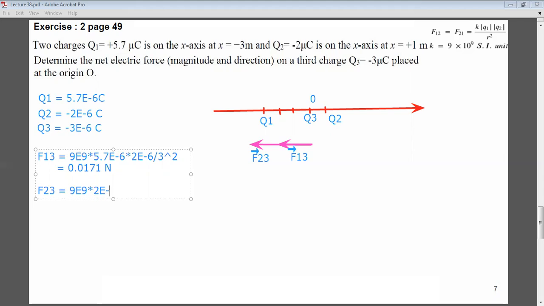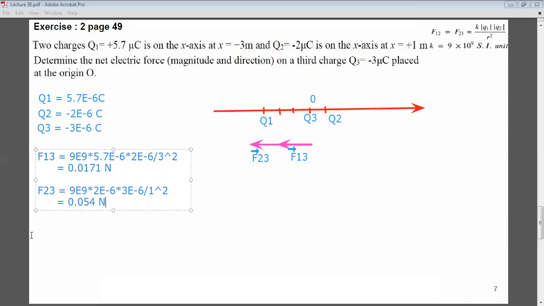Then F23 is equal to 9 to the 9 times the absolute value of Q2, which is 2e-6, times the absolute value of Q3, which is 3e-6, divided by the distance squared. What is the distance between Q2 and Q3? It is 1 meter, because Q2 is placed at 1 meter. So this is 1 squared, and this will give me the answer 0.054 Newton.